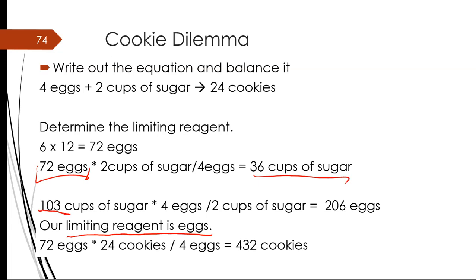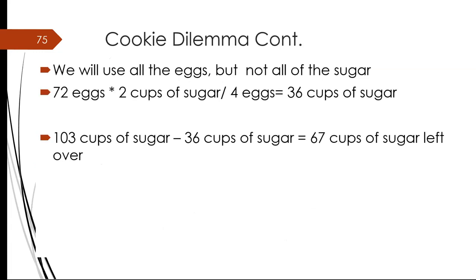We're going to run out of our eggs, and that's going to stop us from being able to make more cookies. So our 72 eggs times 24 cookies for every 4 eggs gives us a total of 432 cookies. And so that's how many cookies I can make with the ingredients that I have. Now that means we use up all of the eggs, but not all of the sugar. So we can take the 36 cups of sugar that we need, subtract that from how much we started with, and this is how much sugar we have left over.